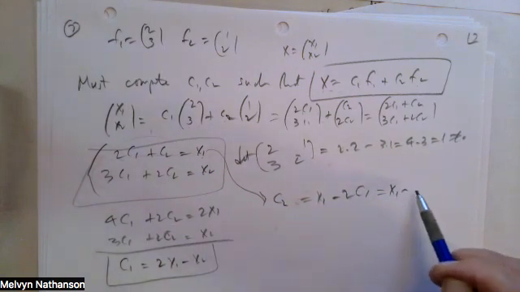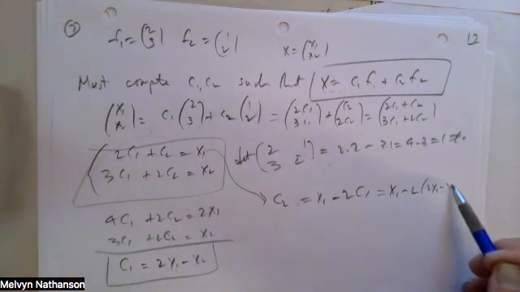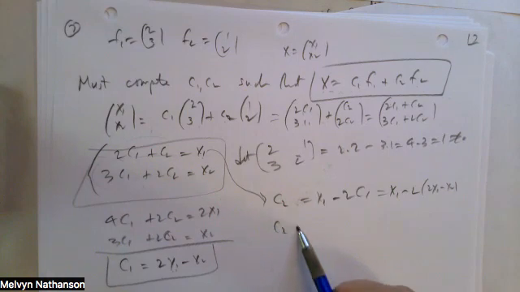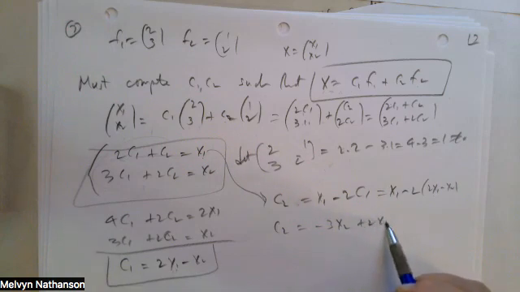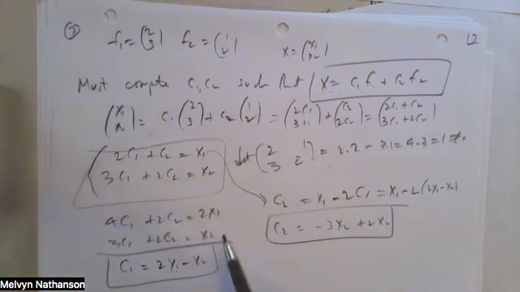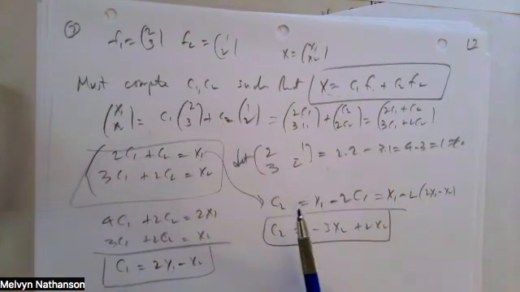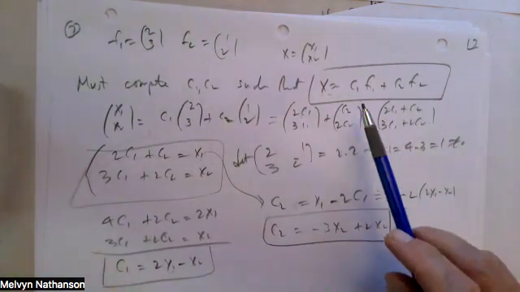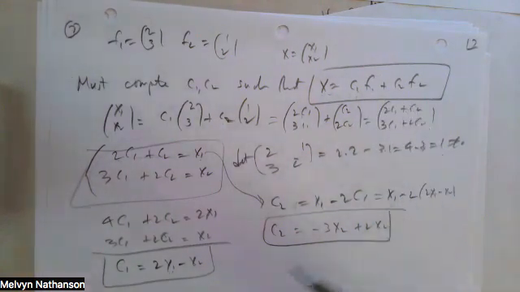And from the first equation, c2 is x1 minus 2c1. So that's x1 minus 2 times c1, which is 2x1 minus x2. So c2 is equal to minus 3x1 plus 2x2. So this is a very complete proof that there exist unique scalars C1 and C2 that satisfy this equation. And here they are, these functions of x1 and x2.